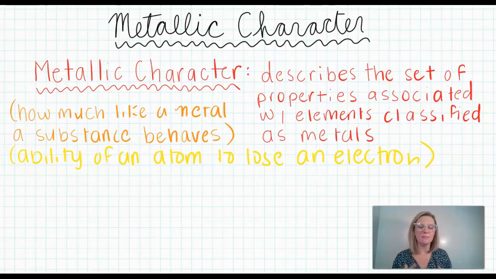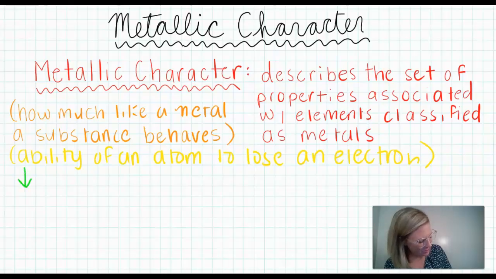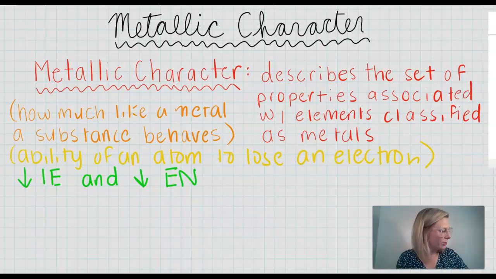And so what allows metals to lose electrons? What is it that causes a metal to lose an electron? To answer this, we again are going to revisit those periodic properties that we talked about. In order to lose an electron, we need to have a low electronegativity value and a low ionization energy value. So metallic character is based on substances that have low ionization energy and low electronegativity. Let's dig into that just a little bit more.